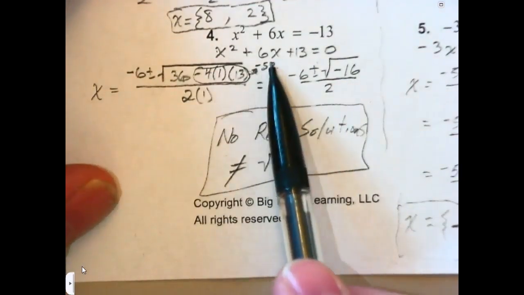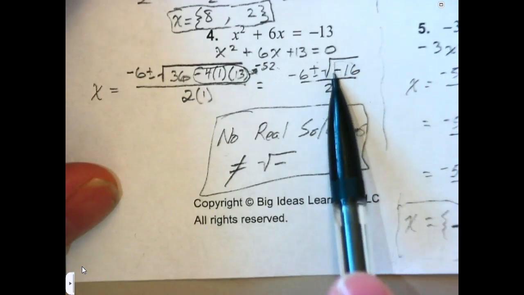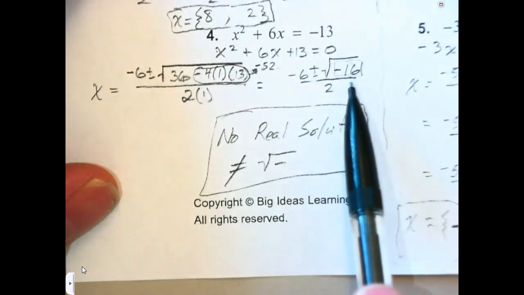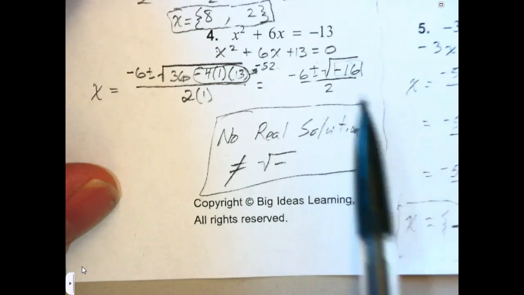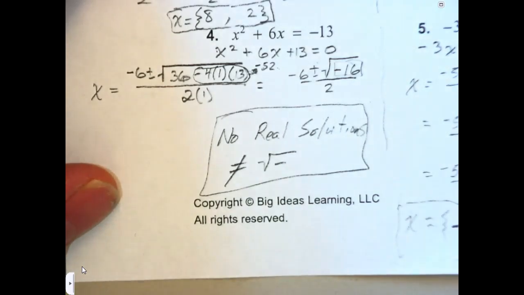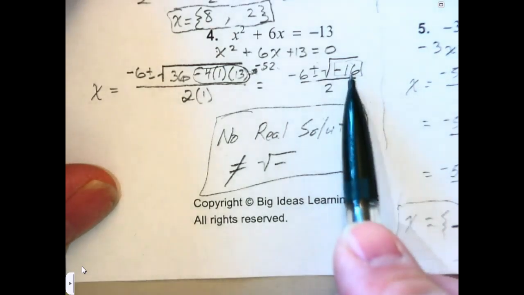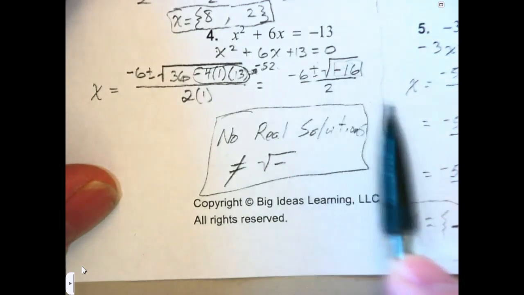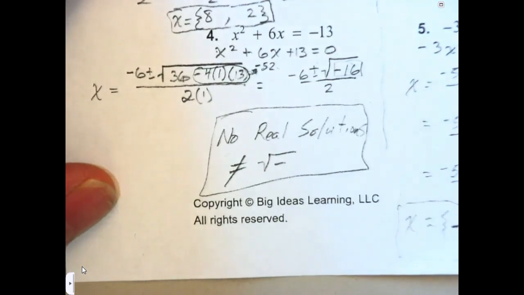What's this negative 52, or excuse me, negative 16 called? Vocab. Look back to the previous page. The discriminant. Yes, the discriminant. Negative, not root negative 16, just negative 16.